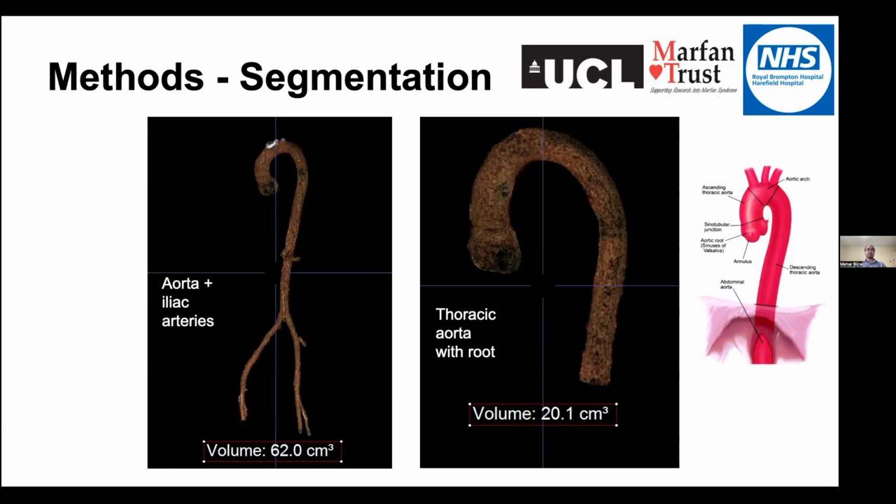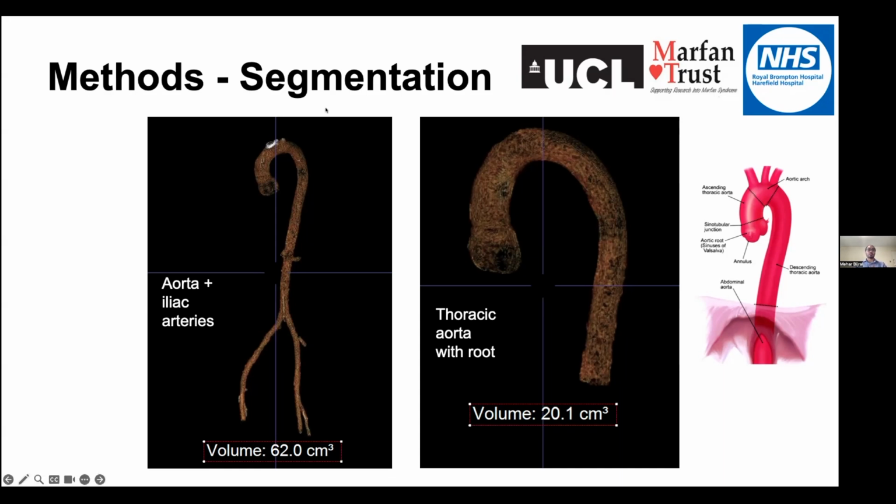So this is the aorta after segmentation. So not the aorta, sorry, the aortic wall. So what this has done is it has removed the blood inside the aorta, and it has removed all the organs surrounding the aorta. And all it's left is the actual wall of the aorta itself.